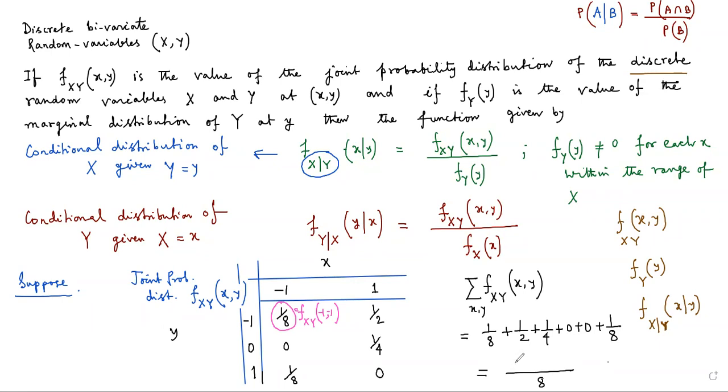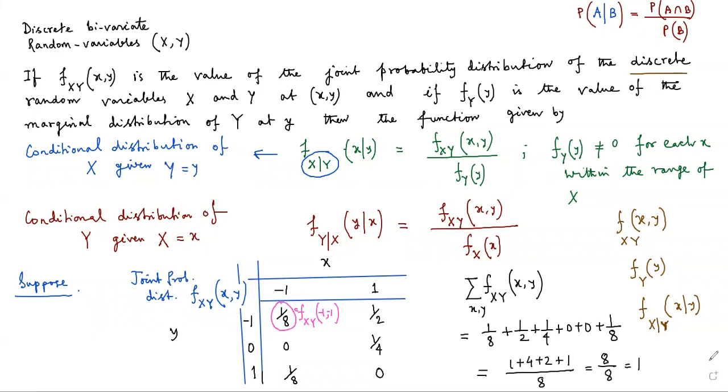Otherwise, many fallacies will appear. So we get 1 plus 4 plus 2 plus 1, so it is 8/8. So this is 1. So yeah, the table on which I'm working is a joint probability distribution. This comes from the total probability law.